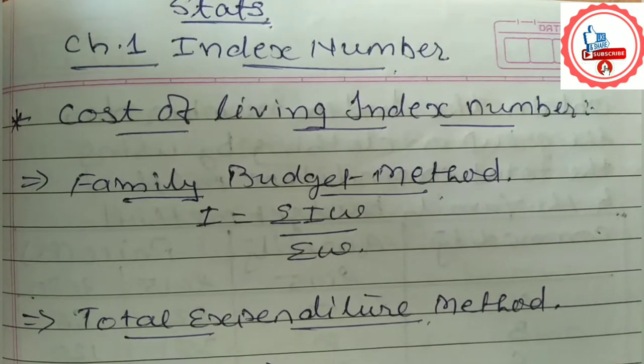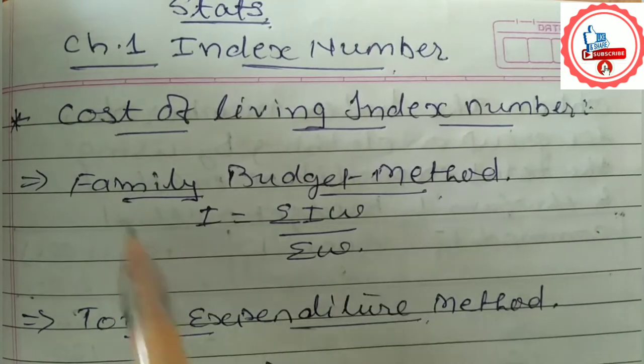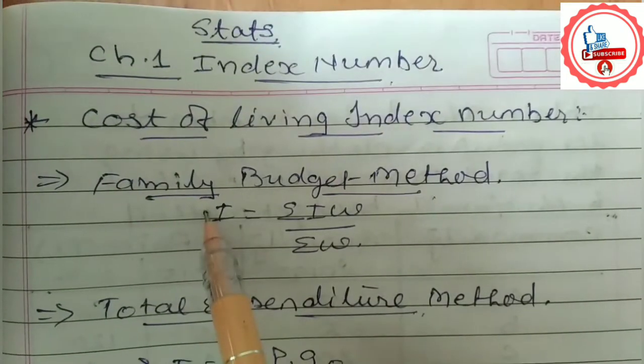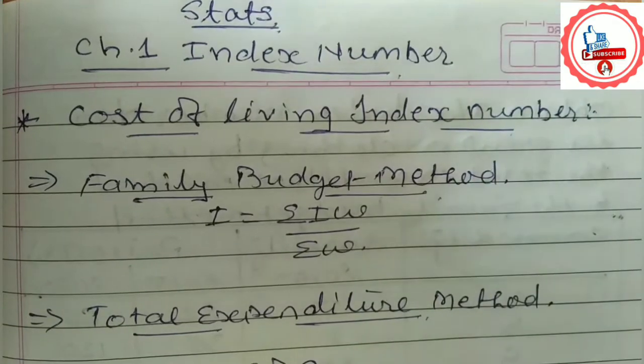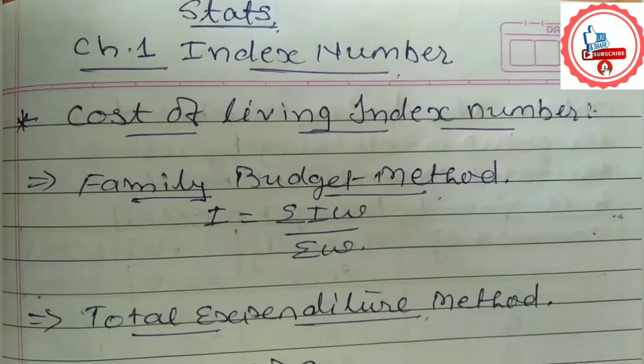Today we are going to discuss cost of living index number of Chapter 1, Index Number. Earlier we have already discussed the family budget method, Laspeyres, Paasche and Fisher's index number. The family budget method has already been discussed, but the second type of cost of living index number is the total expenditure method.